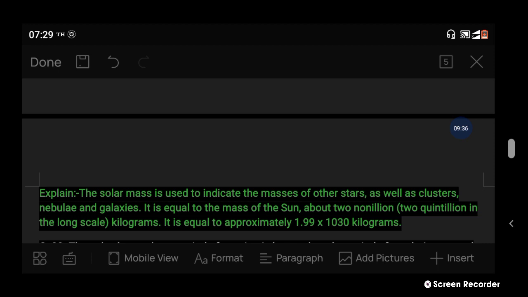It is equal to the mass of the sun, about 2 nonillion kilograms. It is equal to approximately 1.99 times 10 to the power 30 kilograms.